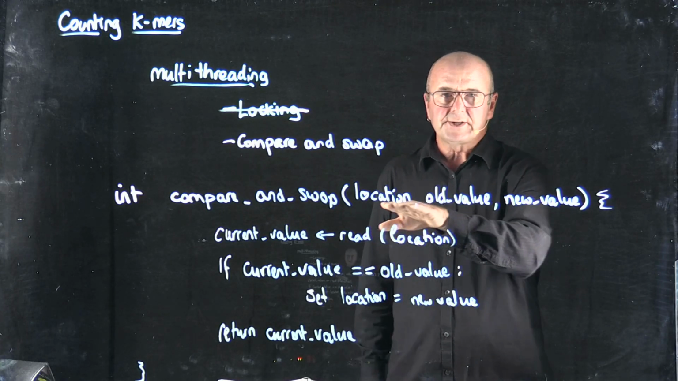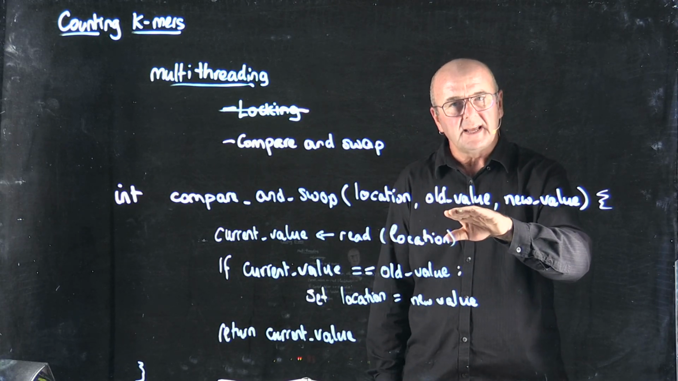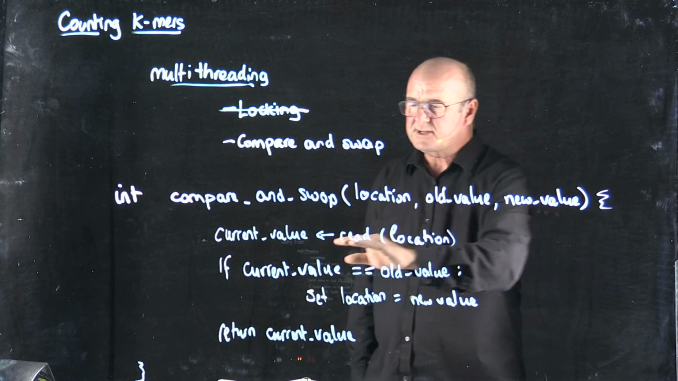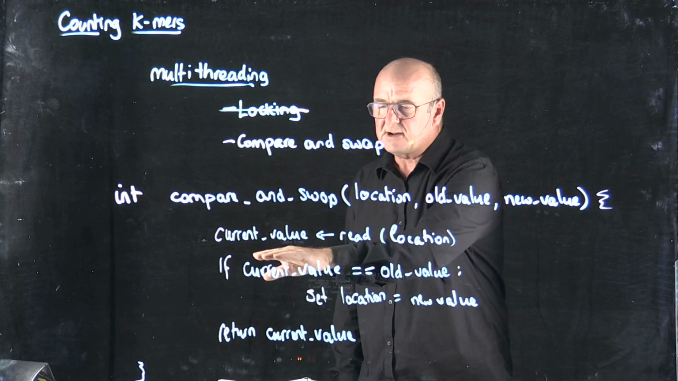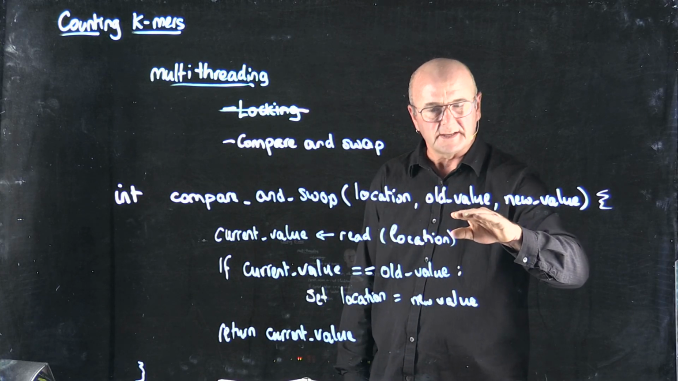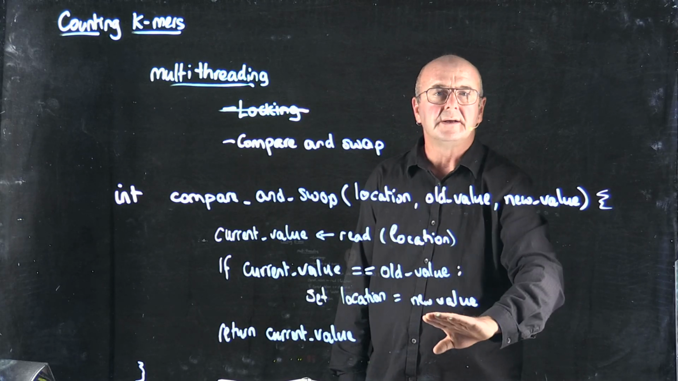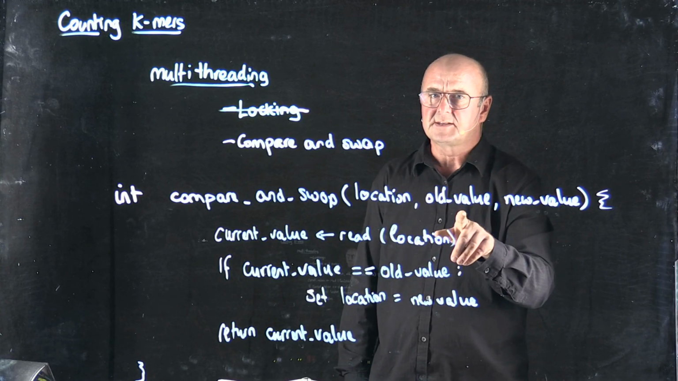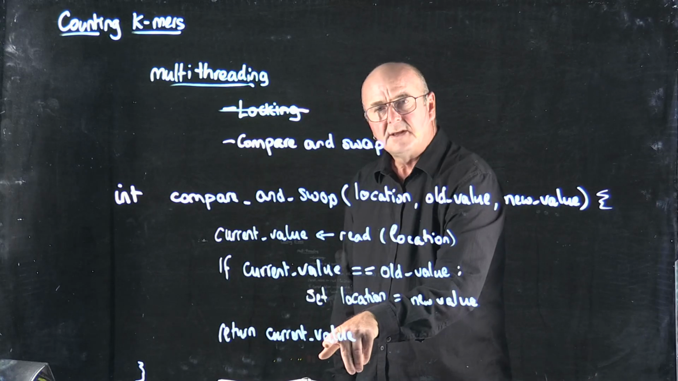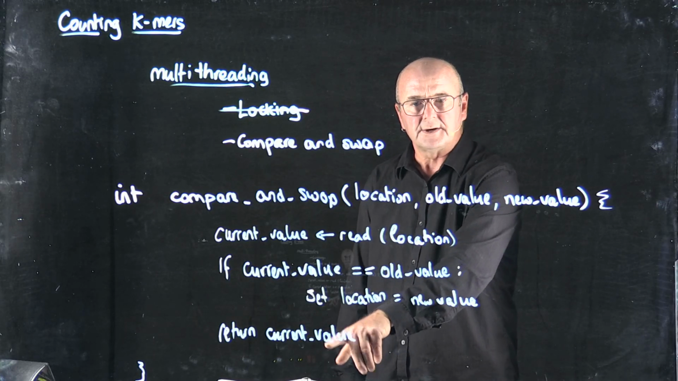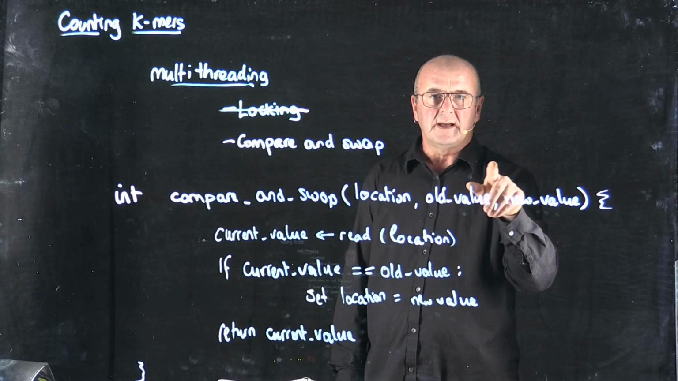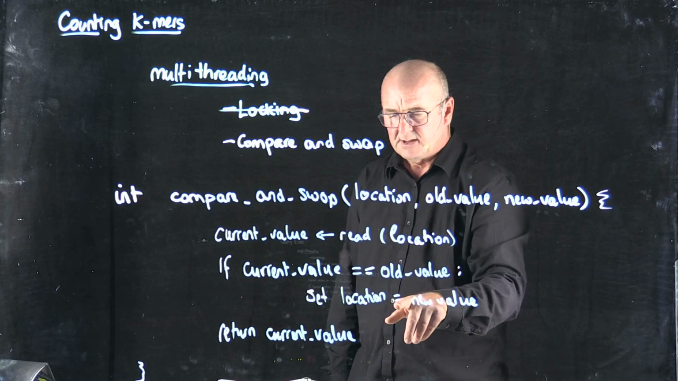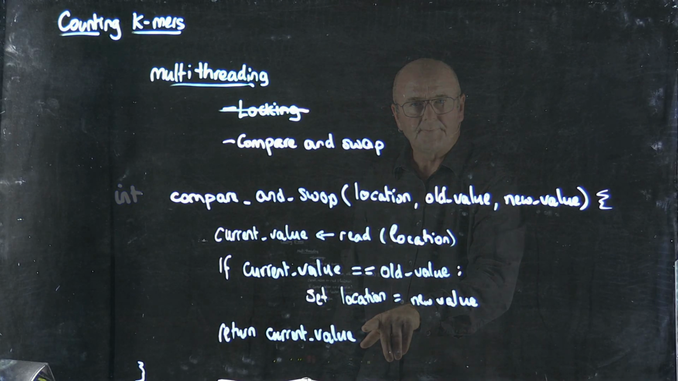So if you give me a location, you give me the value that you think is currently in that location, and you give me the new value that you want to add, then what I'm going to do is I'm going to read the location, and if the current value there is what you told me you think it is, sweet, then I'll set your new value at that location. If it's not what you think it is, what I'm going to return you is what the current value really is. So if between you reading it and you asking me to set it, some other thread changed the value, then I'll tell you what the new value is.